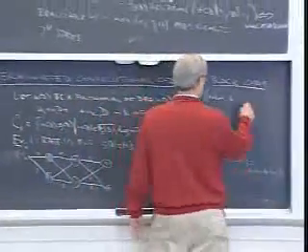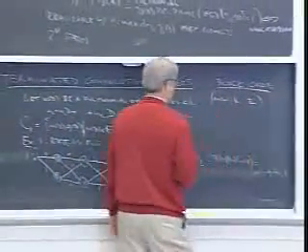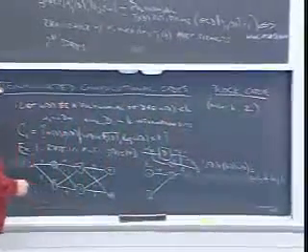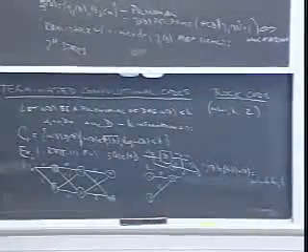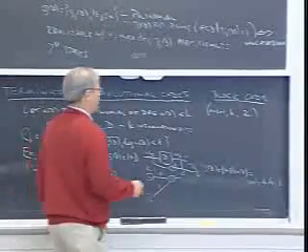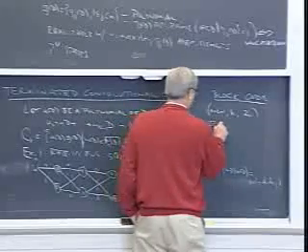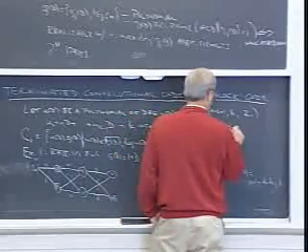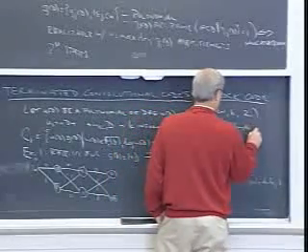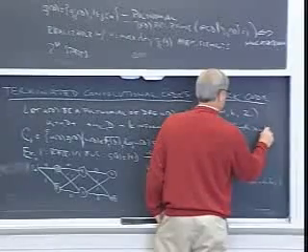So this is a code with minimum distance 2, minimum non-zero weight 2. And in fact, it's just the single parity check code of length n equals k plus 1.